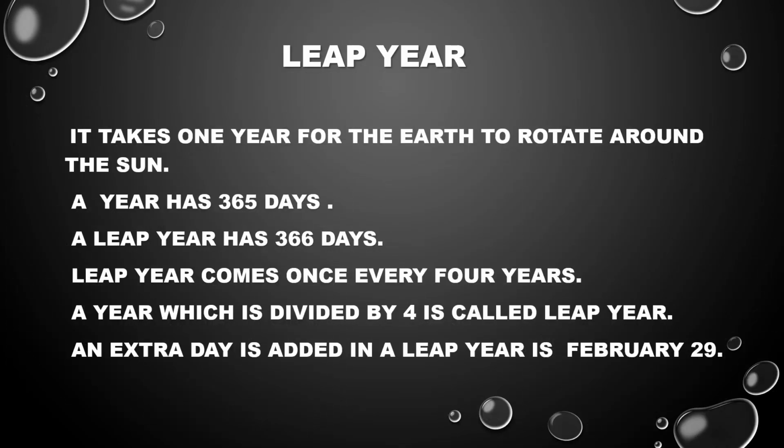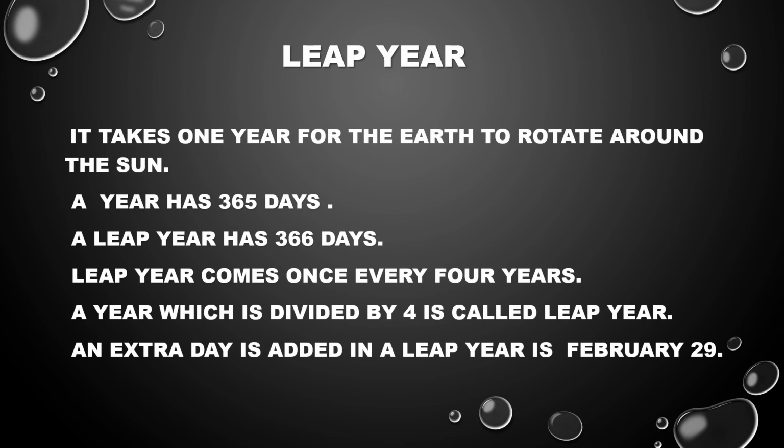Leap year. It takes 1 year for the Earth to rotate around the whole sun. A year has 365 days. A leap year has 366 days. A leap year comes once every 4 years. A year which is divisible by 4 is called a leap year. For example, since 2012 is divisible by 4, it is a leap year. An extra day is added in a leap year, which is February 29th.